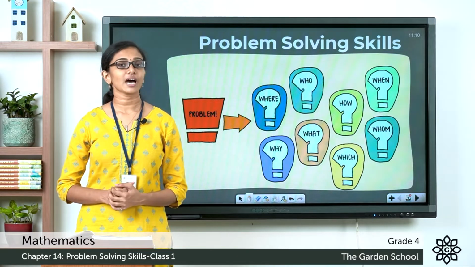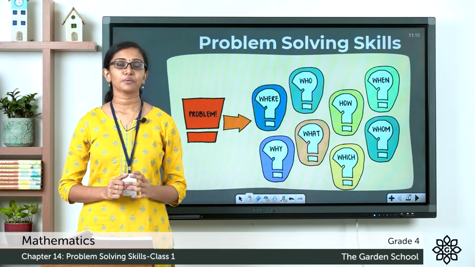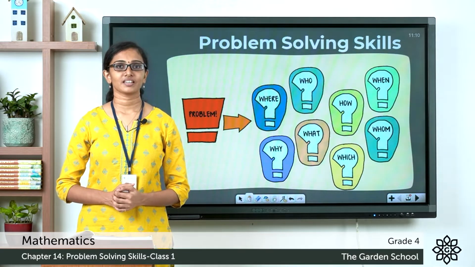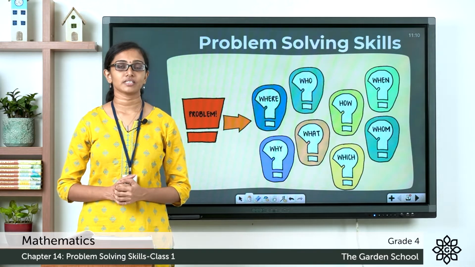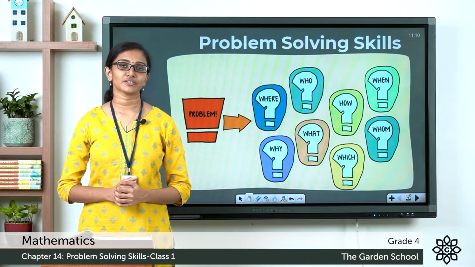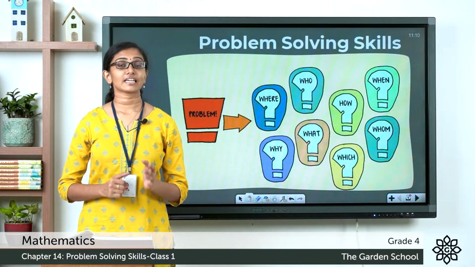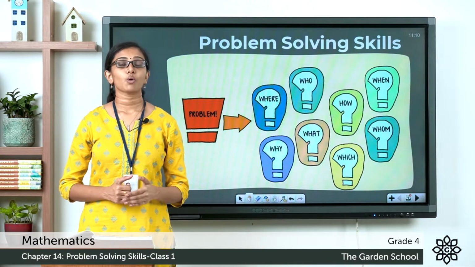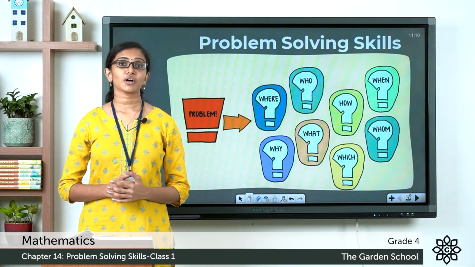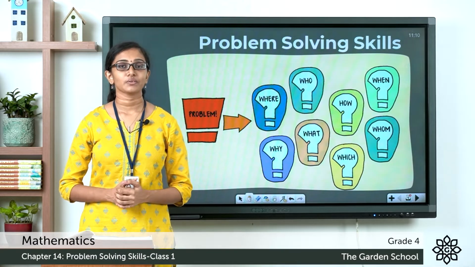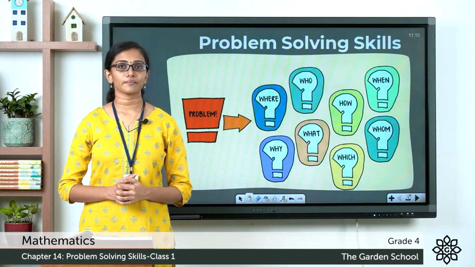So let's start a new chapter today, chapter 14, problem solving skills. The ability to solve problems is a basic life skill that is essential in our day-to-day life. And just like any other skill, the more we practice it, the better we get at it. We solve problems every day without even realizing how we solve them.